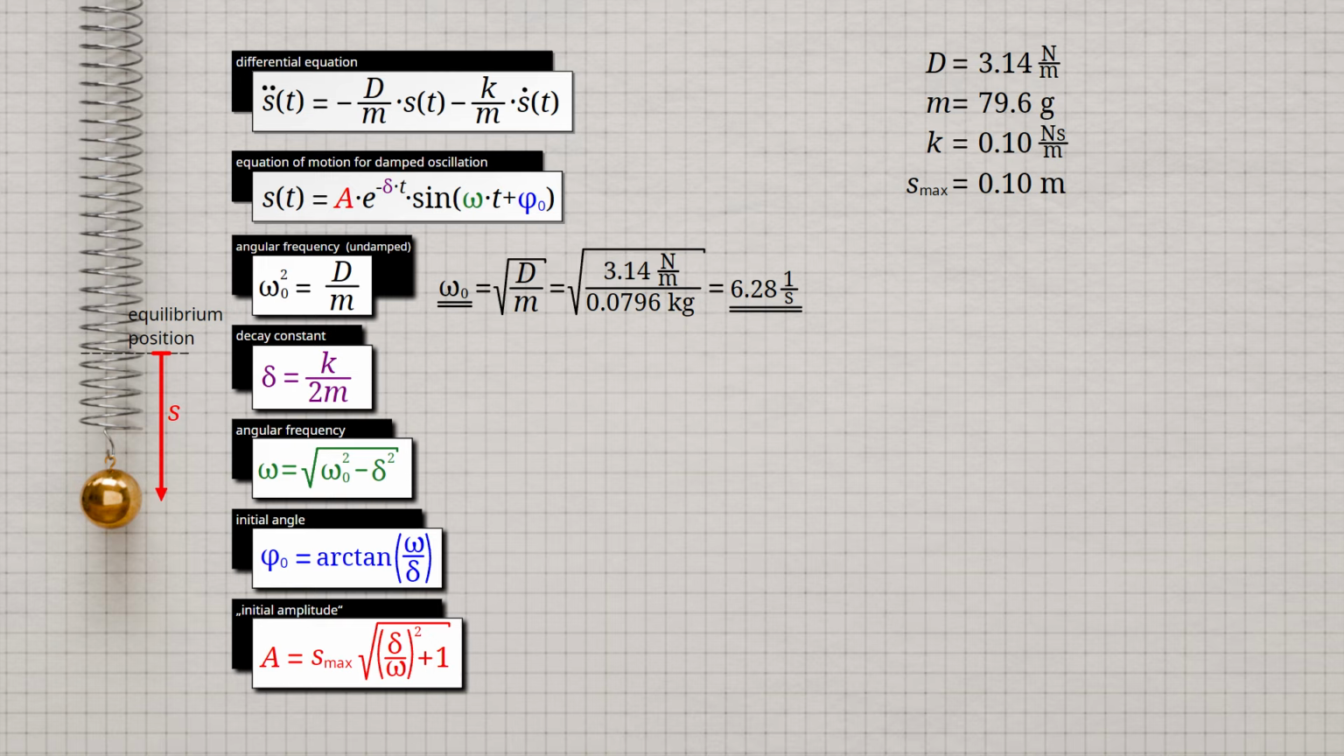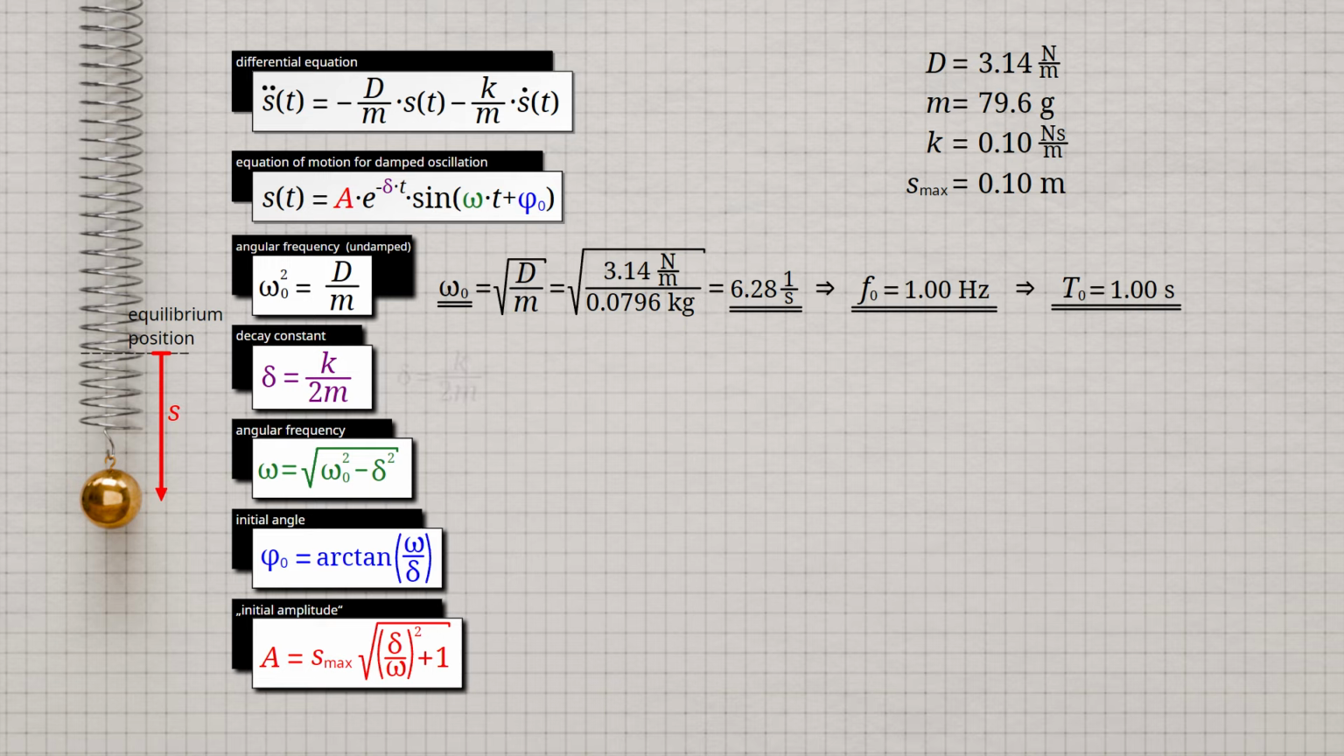Since the angular frequency omega 0 is linked to the oscillation frequency f0 by the formula omega equals 2 pi times f, we can determine the oscillation frequency of the undamped oscillation. It is f0 equal to 1.00 Hz. The reciprocal of this frequency yields a period of the undamped oscillation of T0 equal to 1 second.